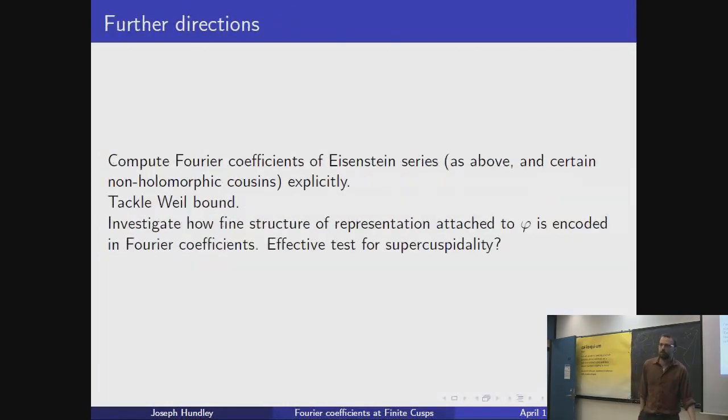In terms of some further directions, I also think one should be able to write down some explicit formulas for Eisenstein series. I think one should be able to tackle the Deligne bound. One would have to look carefully at so-called supercuspidal representations to do that. And maybe investigate how the fine structure of the adelic representation is encoded in the Fourier coefficients. That's all. Thanks very much for your time.